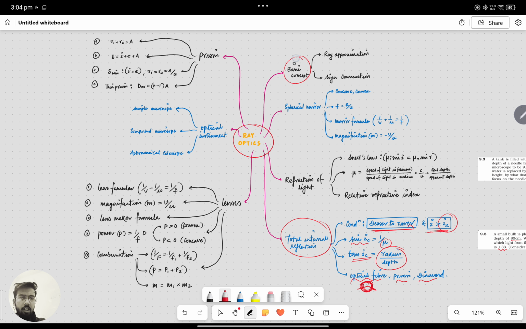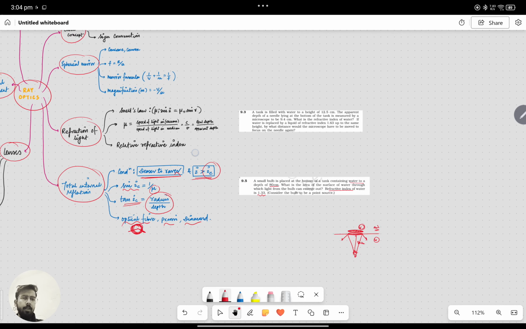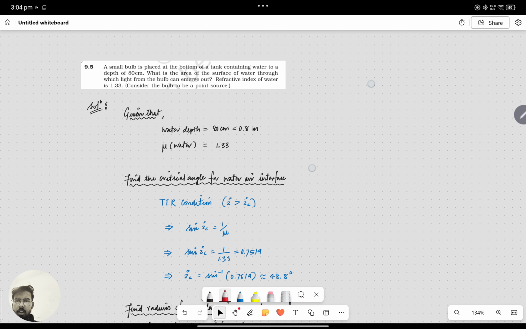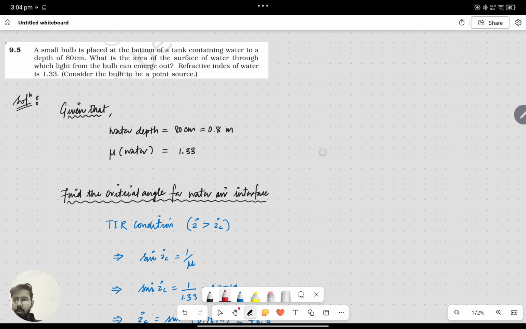Other than that, the basic concept, then spherical mirror you have to study, then refraction of light, then prism, optical instrument and lenses. So all these concepts you have to revise. You can pause and revise all the formulas. And today's video agenda is to solve this question. So let's start solving this.